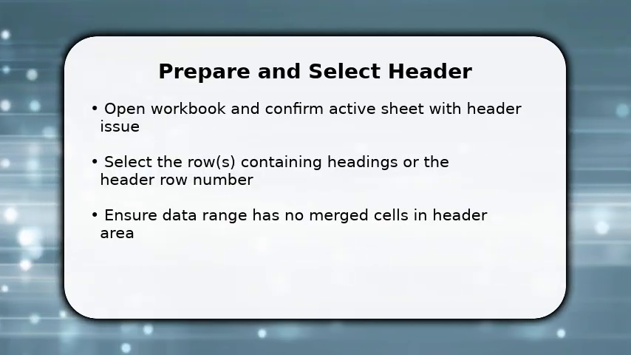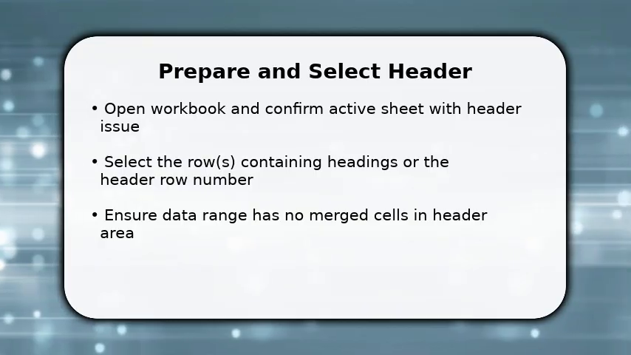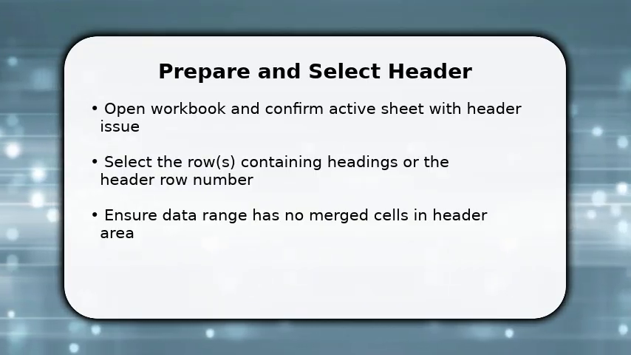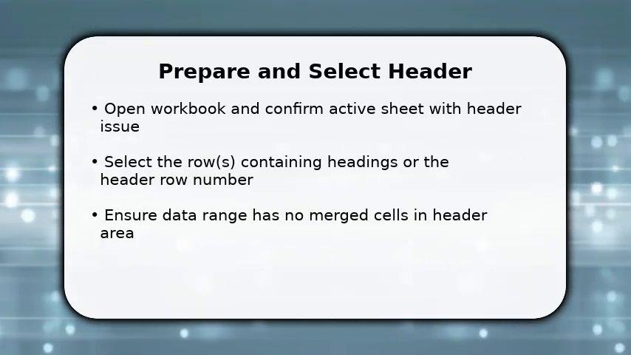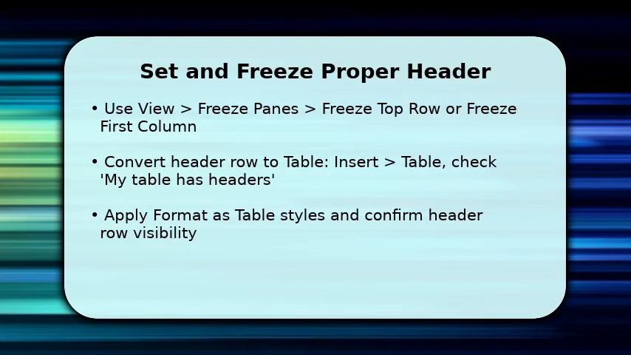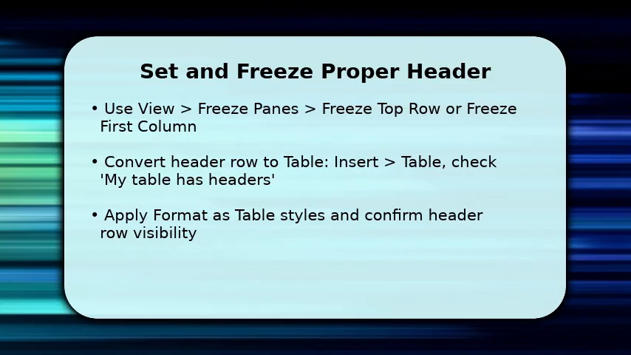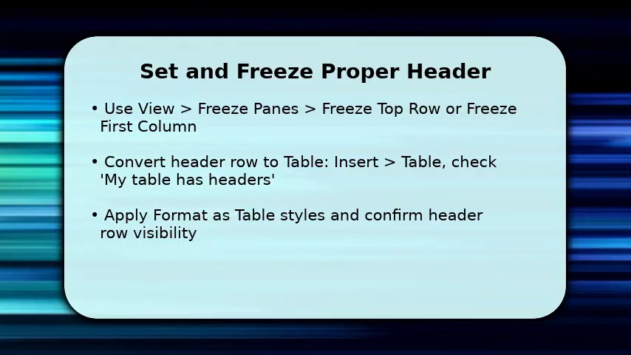Now that the header row is isolated and checked, you're ready to lock it and apply formatting so it behaves as a proper header. Next, you convert the row into a real header so Excel recognizes it. Insert a table and tick My Table has headers. This enforces sorting, filtering, and consistent behavior. Once done, use View Freeze Panes, Freeze Top Row so the heading stays visible while scrolling.